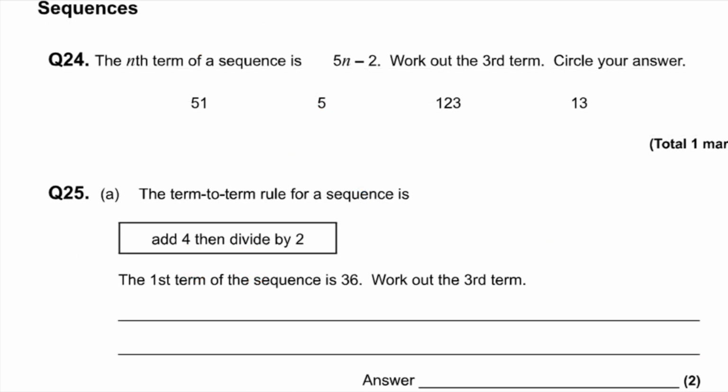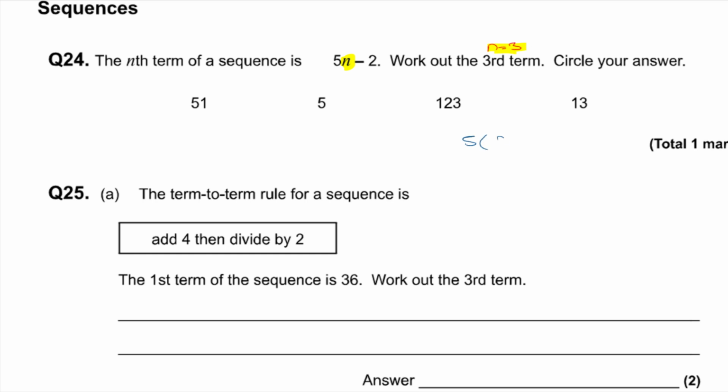Next up, sequences. Question 24, the nth term of a sequence is 5n minus 2. Work out the third term. Circle your answer. Well, this is another substitution question, really. For the third term, that just means n is 3, because we number the terms by their position in the sequence. So for the first term, n is 1, second term, n is 2, third term, n is 3. So we're just going to sub n is 3 into that expression. Just like we were doing with substitution, we're going to replace n with the value 3, and then just work out what it is.